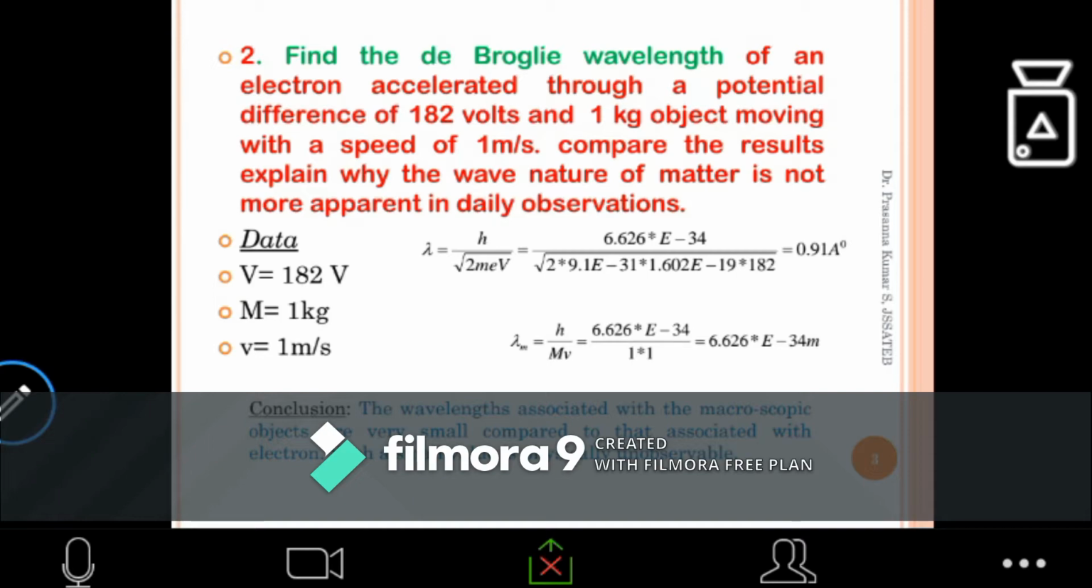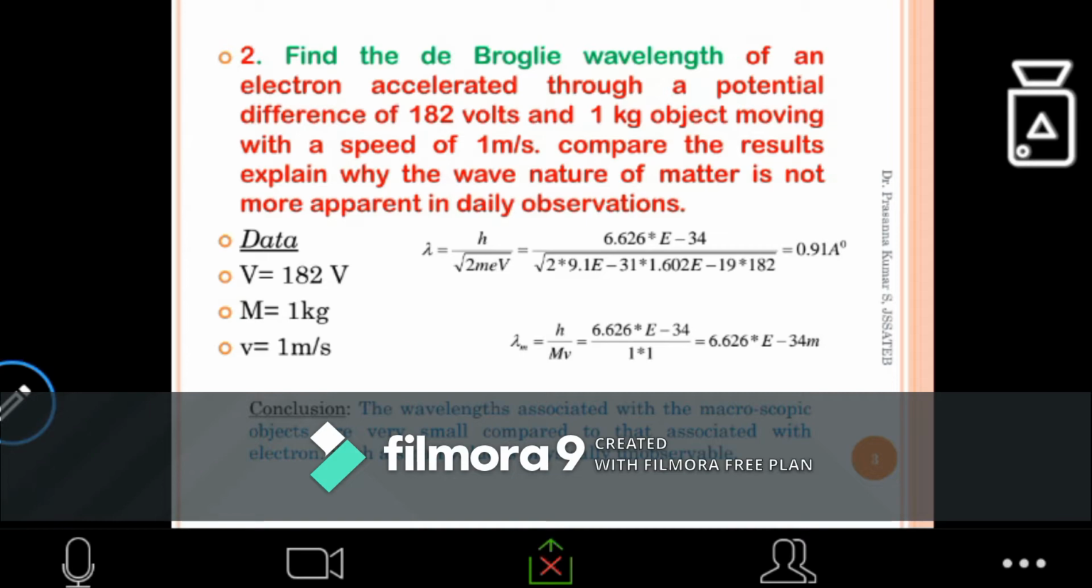So look at the difference. If you are working with microscopic particles, the wavelengths can be measured; it is around angstroms, so 0.91 angstroms. It is a physically measurable quantity, and it is also a physically observable value. But look at the wavelength associated with the 1 kg mass. It gives you around 6.626 times 10 to the power minus 34. The order is 10 to the power minus 34. Such a very small wavelength cannot be noticed physically. So it is not a physically observable quantity.